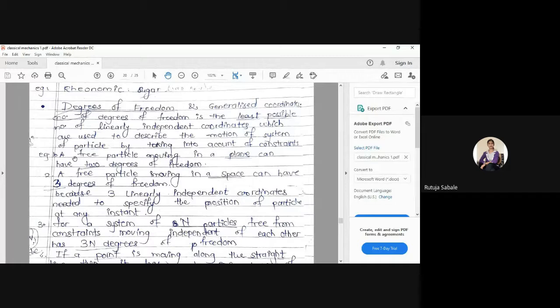What is given to us? Degrees of freedom. The number of degrees of freedom is the least possible number of linearly independent coordinates which are used to describe the motion of a system of particles, taking the constraints into account. So what is the number of degrees of freedom? It is the least possible number of linearly independent coordinates used to describe the motion of a particle. Number of linearly independent coordinates.